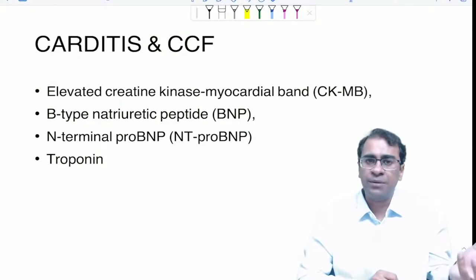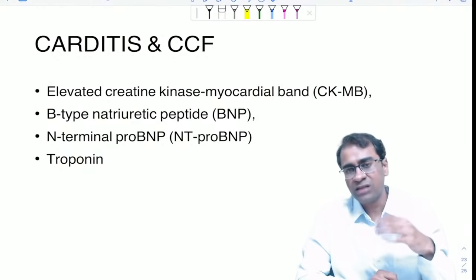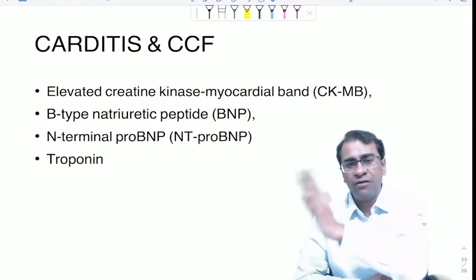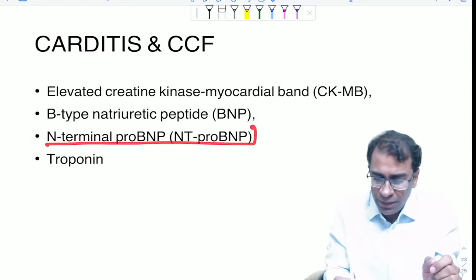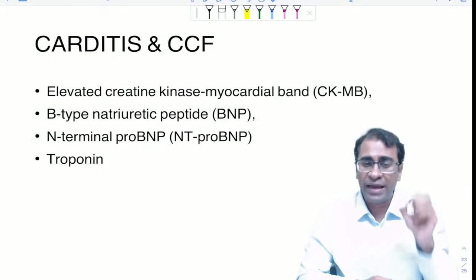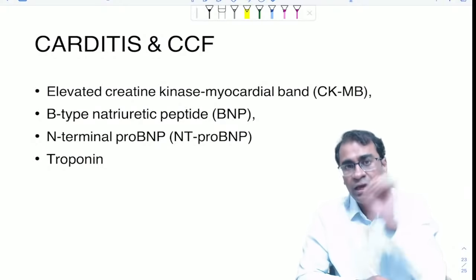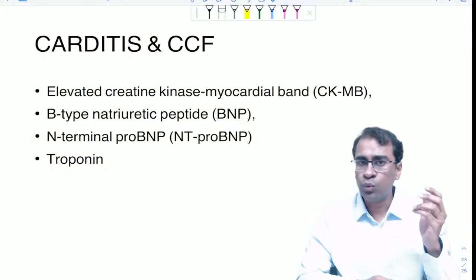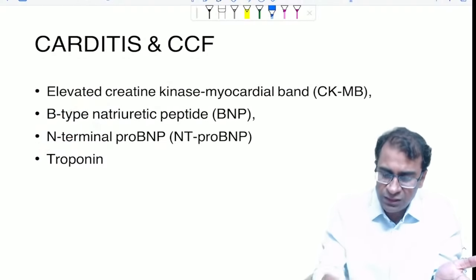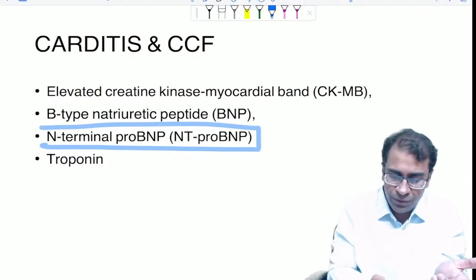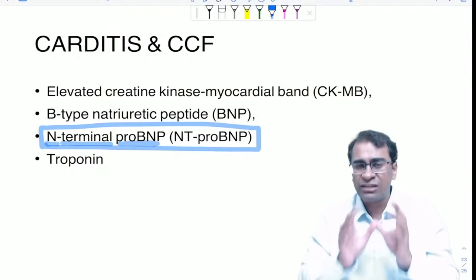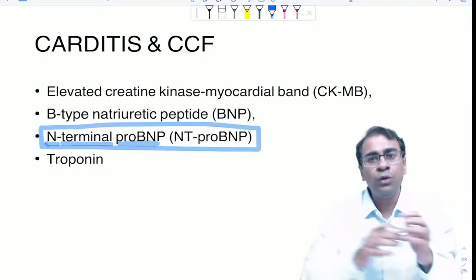A high pro-BNP will actually point towards a patient going towards congestive cardiac failure. Similarly, NT-proBNP is a very new marker. It is a more specific molecule of the proBNP which looks for especially increasing in congestive cardiac failure. So if you want to do a test of a normal proBNP or NT-proBNP, please go for NT-proBNP. It's an N-terminal proBNP, a special marker which is actually a macromolecule of the proBNP which is increased in congestive cardiac failure.